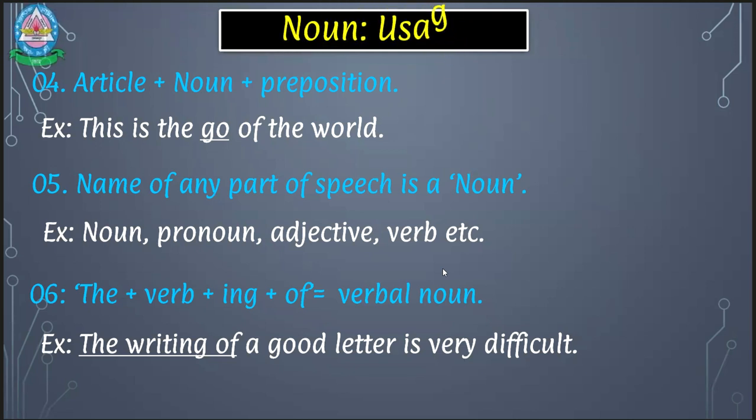Sometimes you may be asked what is a verbal noun? You should have known that verbal noun means the verb-ing, the prior to it and of next to it. I mean, if you find the plus verb-ing plus of, if you find this formation, this is actually a verbal noun. If you find the format like this, the plus verb-ing plus of, this is called verbal noun.